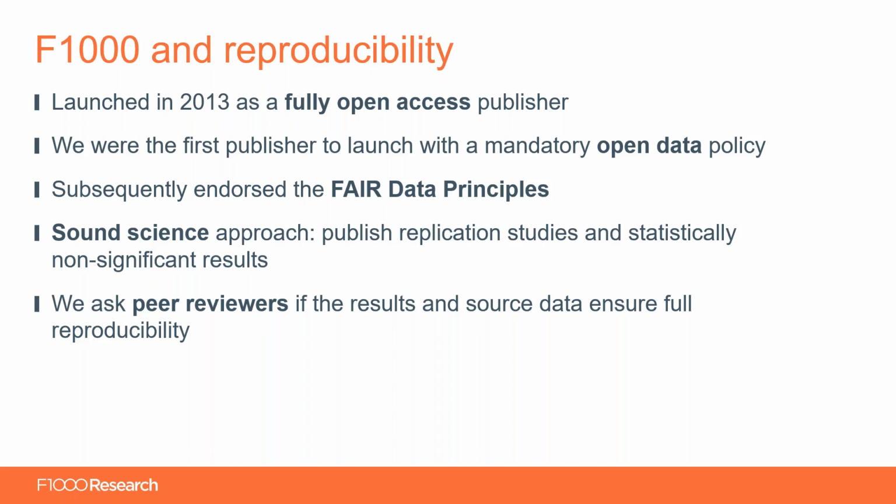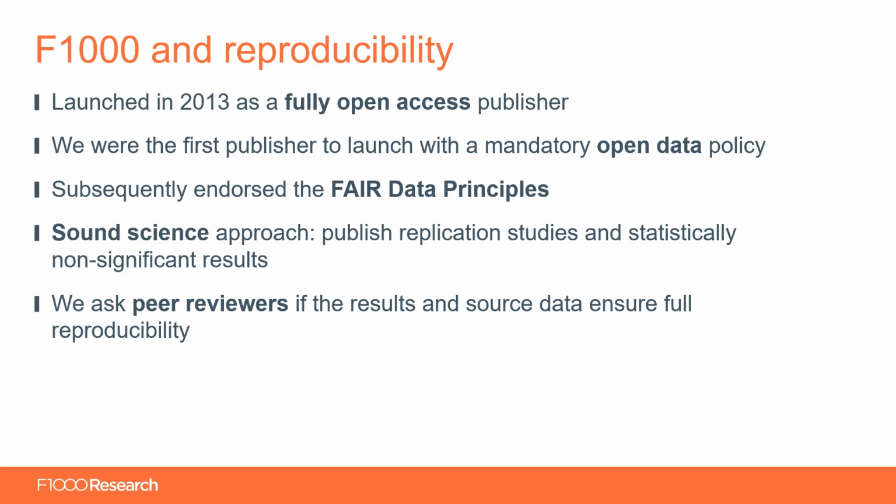So F1000 is also a sound science publisher. So we judge research based on the rigor and soundness of the science rather than any objective assessment of the impact or novelty of results. So what this means in terms of reproducibility is that authors are empowered to share things like replication studies, negative and null results, all of which help to really combat publication bias, reduce research waste, and also reduce duplication of effort too.